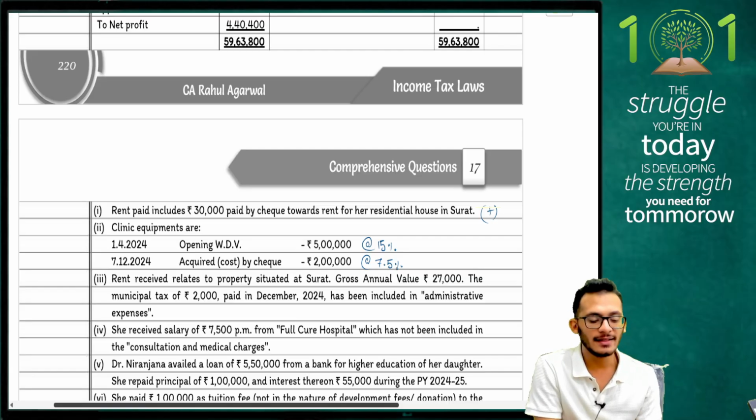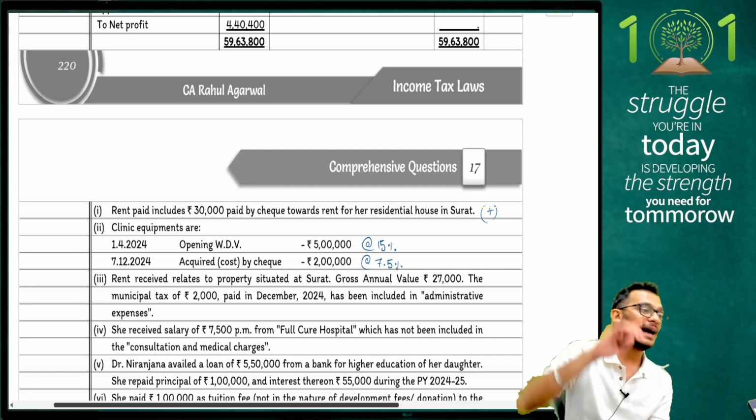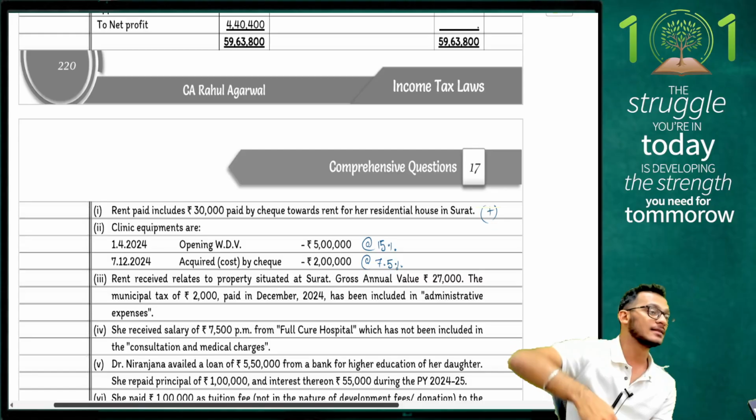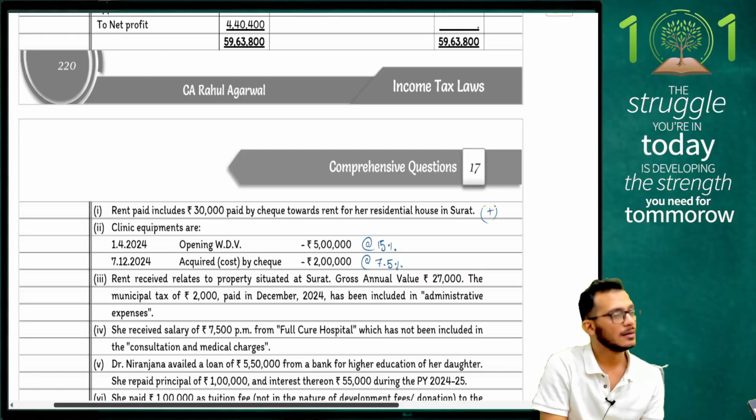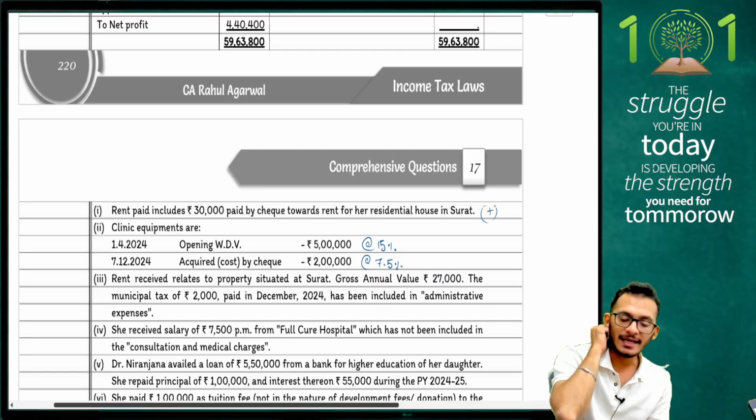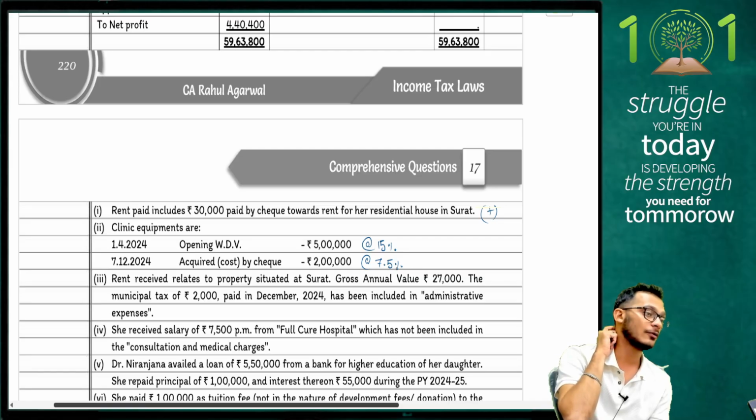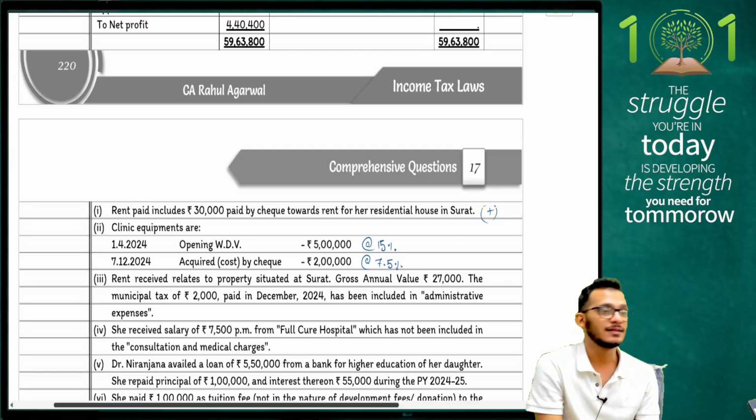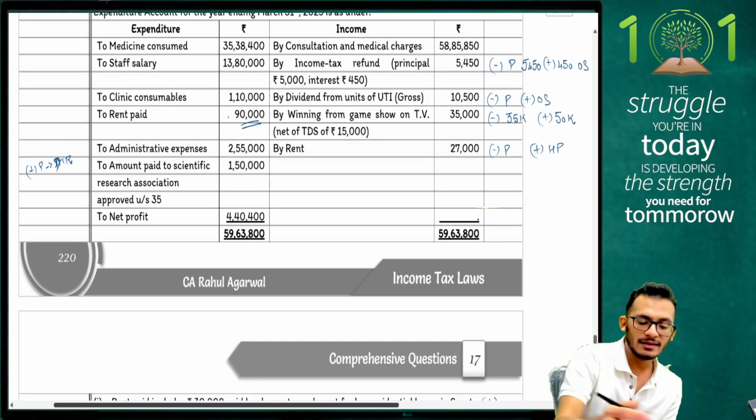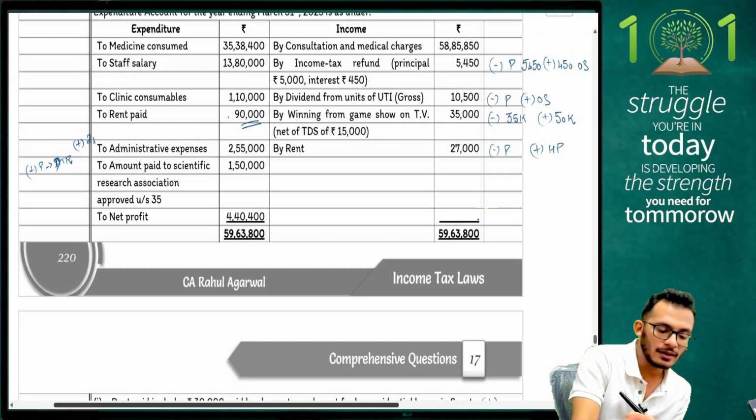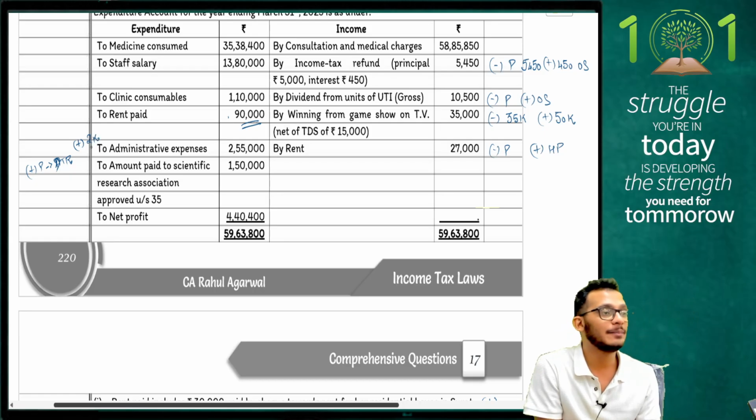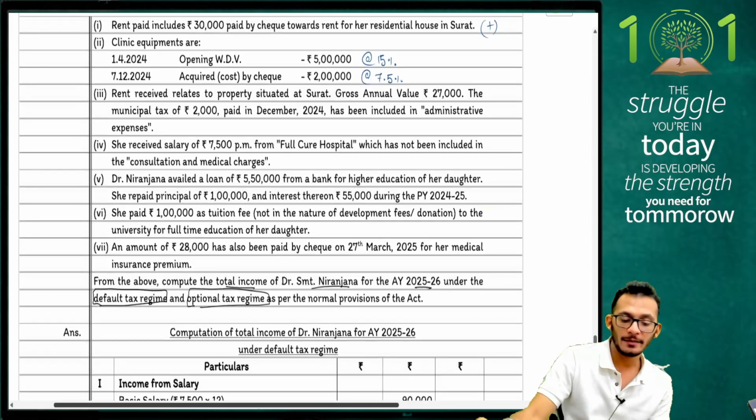Next, rent received relates to property which is situated at Surat. The gross annual value of the property is given as 27,000. People, gross annual value is 27,000. Actual rent received is also 27,000. Whichever is higher, the answer is the same, 27,000. No problem. The municipal tax of 2,000 rupees which is paid in December 24 is included in administrative expenses. Meaning my P&L has this personal expense. I will disallow 2,000 in your administrative expense, but the moment I'm disallowing there, people, I will also deduct it in my HP statement.